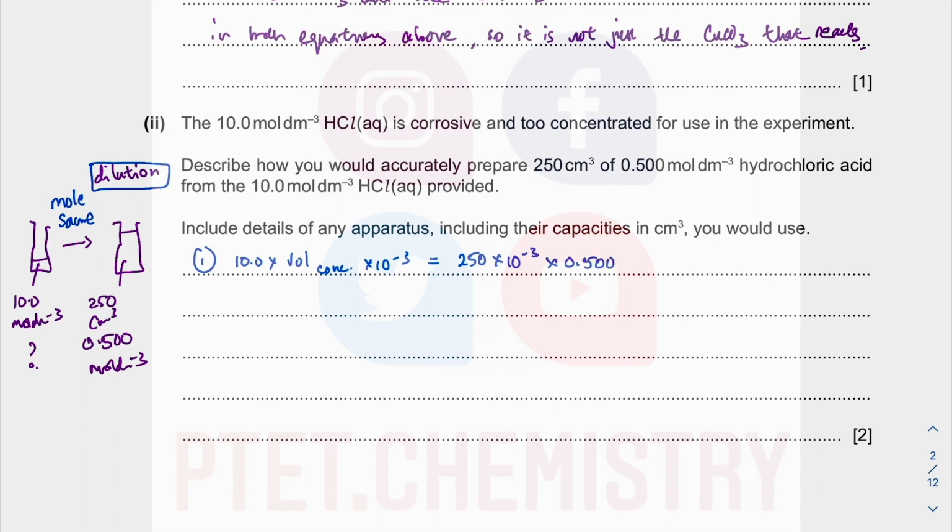Because it's a calculation, it's better if I do this. The volume of the concentrated HCl that I need would be 250 times 10 to the minus 3 times 0.500, divided by 10.0 times 10 to the minus 3.